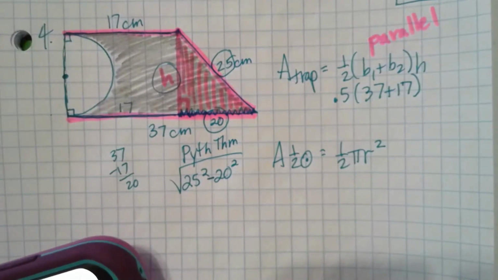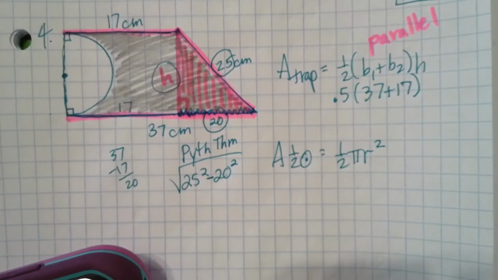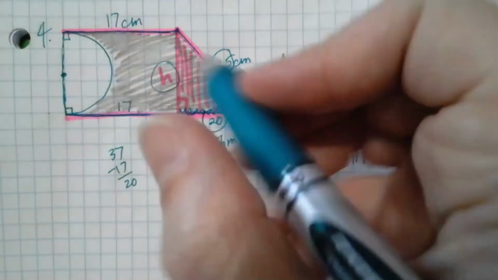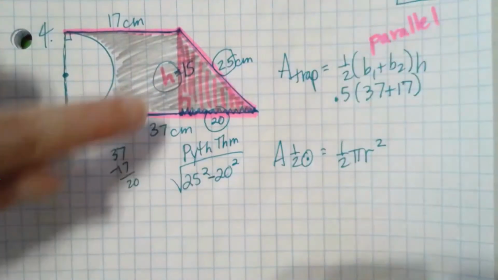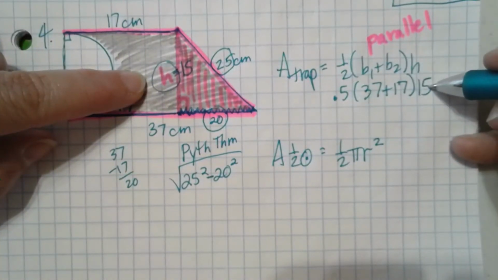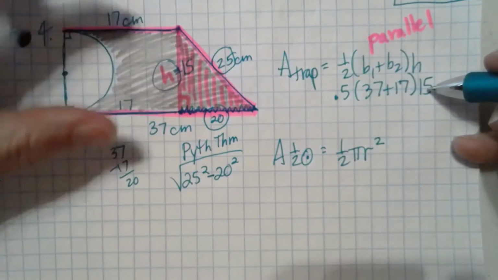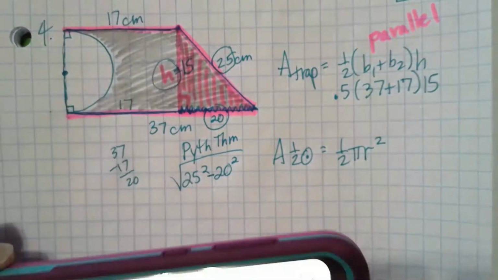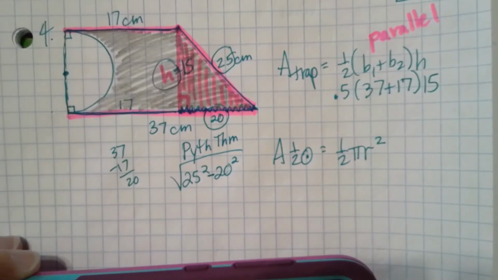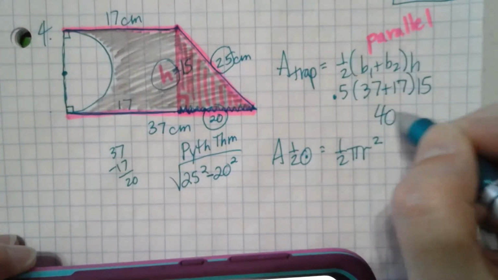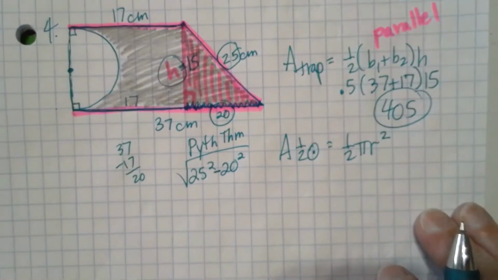So 25 squared take away 20 squared. Oops, that's not square. Leaves 15. So this height of our trapezoid is going to be 15. So that's going to go for H on our trapezoid. So we got the height of 15. We've got our two bases, top and bottom, 37 and 17. So I type that in my calculator. 0.5 parenthesis 37 plus 17 times 15 makes 405 for the big old trapezoid.